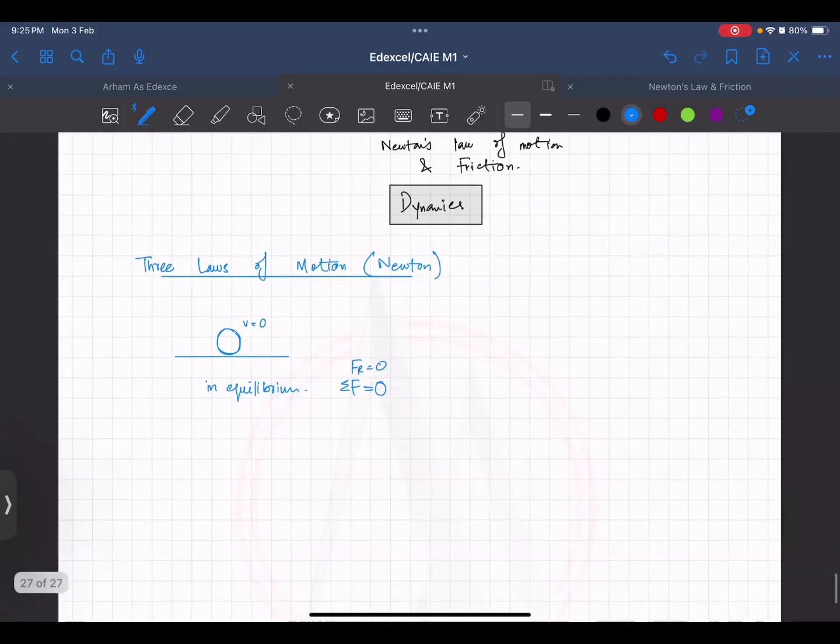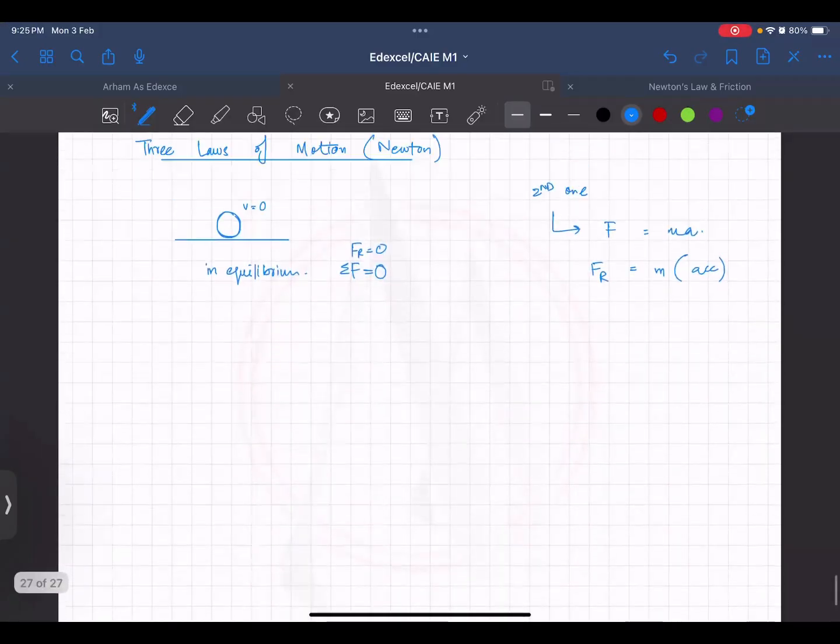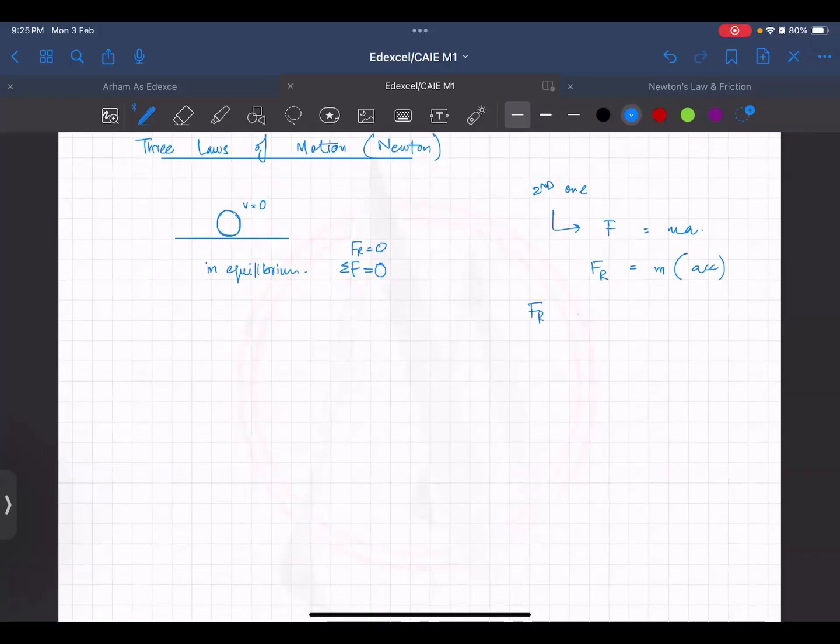The second one is more important. The formula that we can derive from the second law is F equals ma, that the resultant force is equal to the mass of the object multiplied by its acceleration. And resultant force and acceleration are both in the same direction.